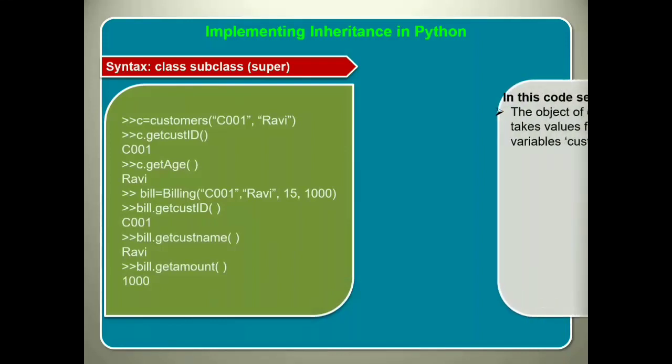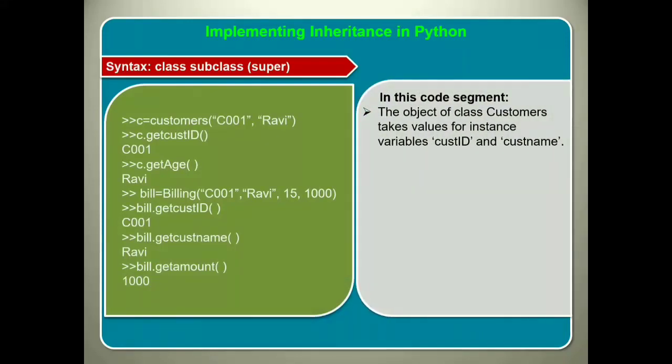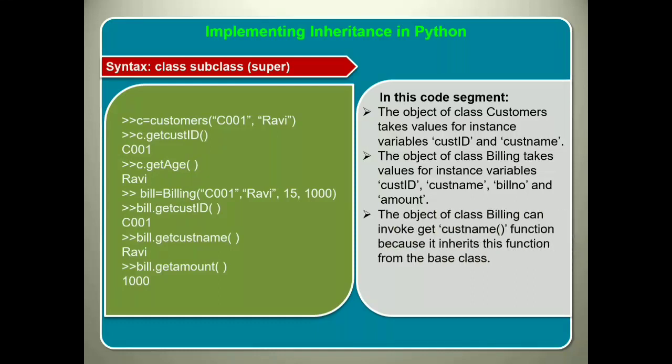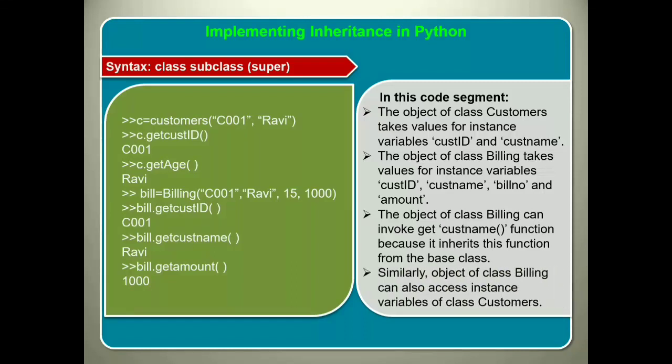In the code segment shown on the screen, the object of class customers takes values for instance variables, customer ID and customer name. The object of class billing takes values for instance variables, customer ID, customer name, bill number and amount. The object of class billing can invoke the getCustomerName function because it inherits this function from the base class. Similarly, the object of class billing can also access instance variables of class customers.